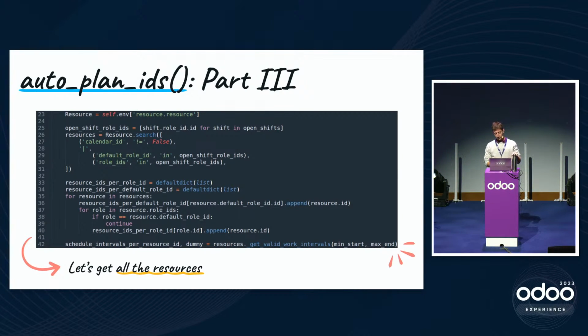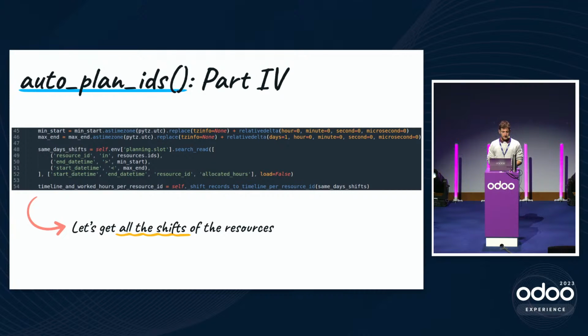Finally, in line 42, we call the getValidWorkIntervals method from the resources method. This should return the work intervals for each specific resource. You can think of these as a list of tuples, with one value being when the resource starts working, and the second value being when the resource stops working.